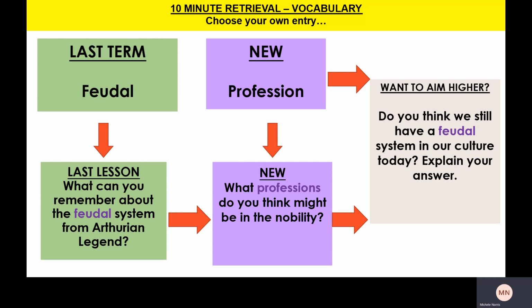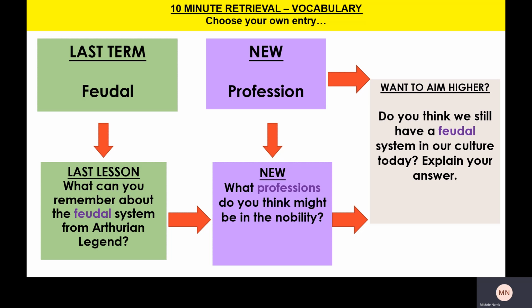Feudal is a social and political system in which landowners provide land to their tenants in exchange for their loyalty and service. You might remember the feudal pyramid, the feudal pyramid of power. Let's see if you can remember anything from that.